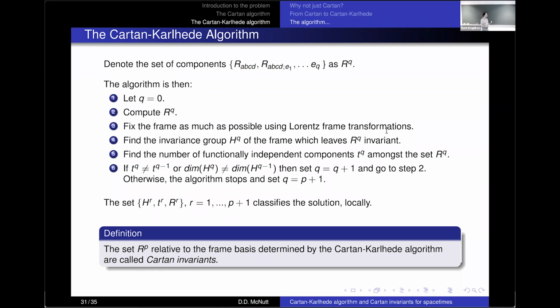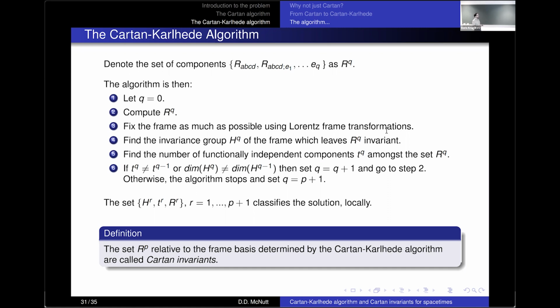We then look at the invariance group. This is the linear isotropy, as we'd call it. These are the Lorentz frame transformations that leave the form of our curvature tensor, so let's split it, Weyl and Ricci, unchanged. We record that number, the dimension. We then find the number of functionally independent components among the elements of the Weyl tensor and the Ricci tensor. And then we go forward.